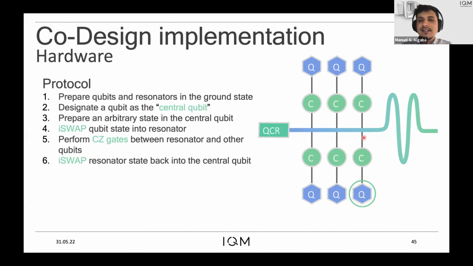So you create the state that you want on your qubit, and then you swap it to the resonator. Now you make it interact with the rest of the qubits, and once you are done and you want to measure, you put it back in its place.